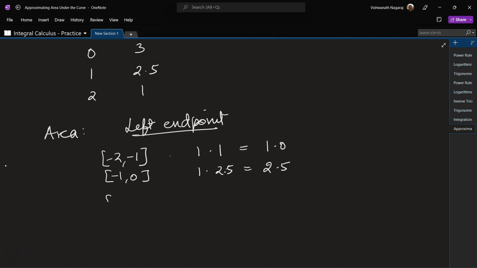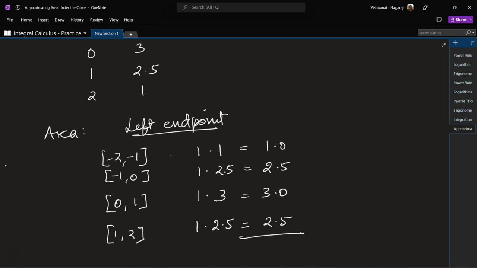Then we have 0 to 1. In that case, width again is 1 and height is going to be 3, which gives us 3.0. And from 1 to 2, we will get 1 times, this would be 2.5, which is equal to 2.5. If we add up all these areas, what do we get? We get 2 plus 1, 3, 3, 6, 6 plus 3, 9. So 9.0 will be the square units, whatever it is.